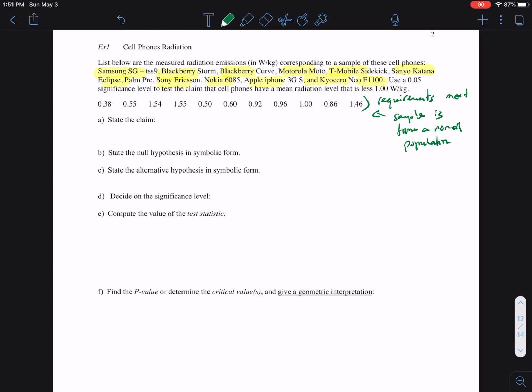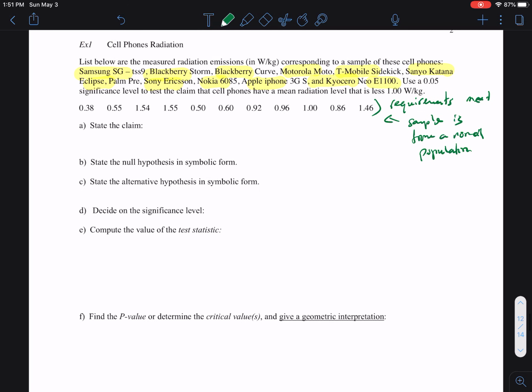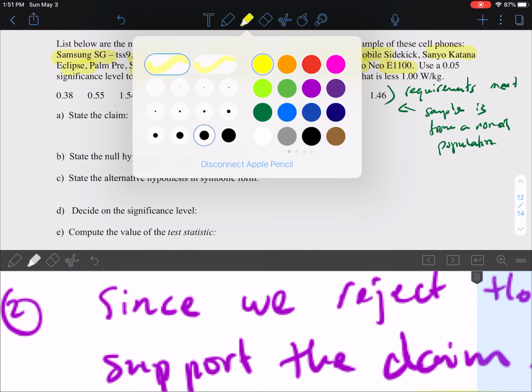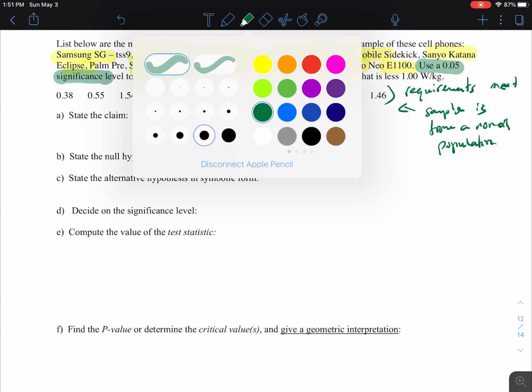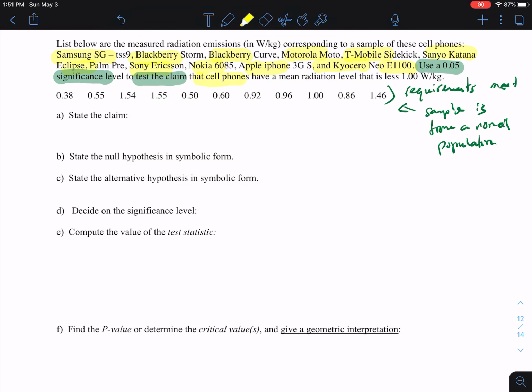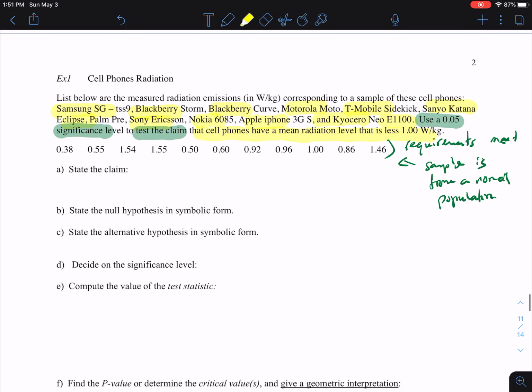So let's start with the claim. If you read the problem, it says to use a 5% significance level to test the claim that cell phones have a mean radiation level that is less than 1.0 watt per kilogram. So this could be an old example here. Nowadays the safe level of radiation of cell phone emissions is around 1.6 watt per kilogram.